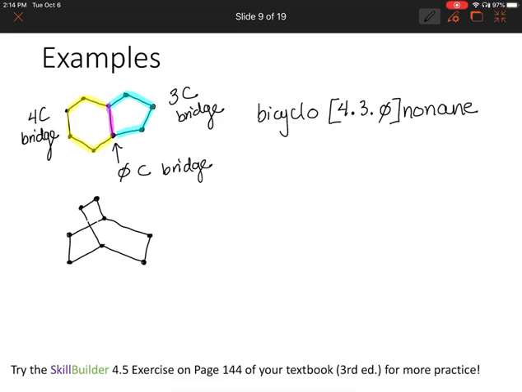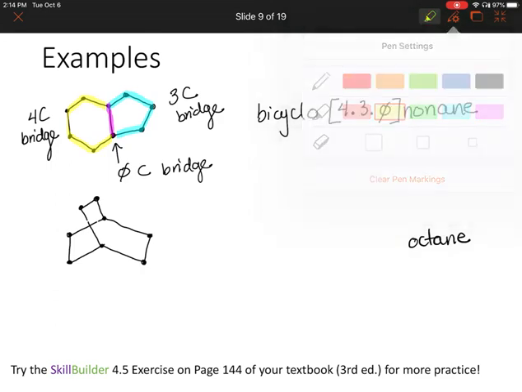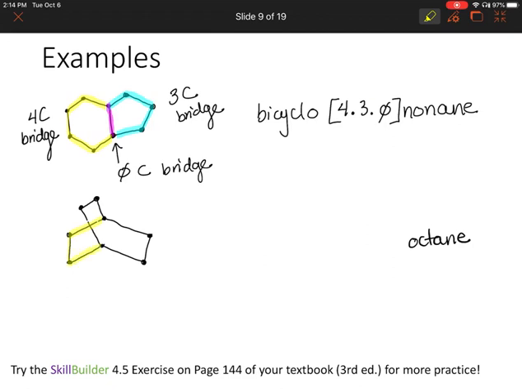Oct. So we would end this name with octane. All right. So now we have to count our bridges and how many carbons are in each. On the left-hand side, we have this bridge. On the right-hand side, we have that bridge. And in the middle, we have our purple bridge. And that might actually be easier to visualize what's going on there with the purple bridge. It's kind of coming up and over.